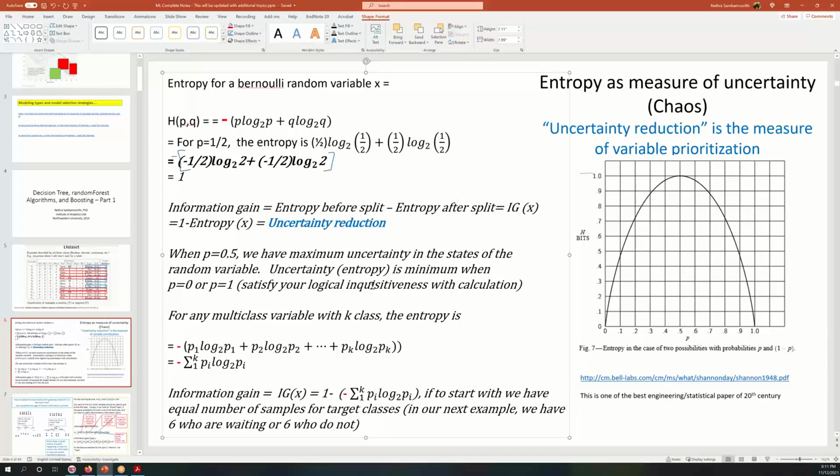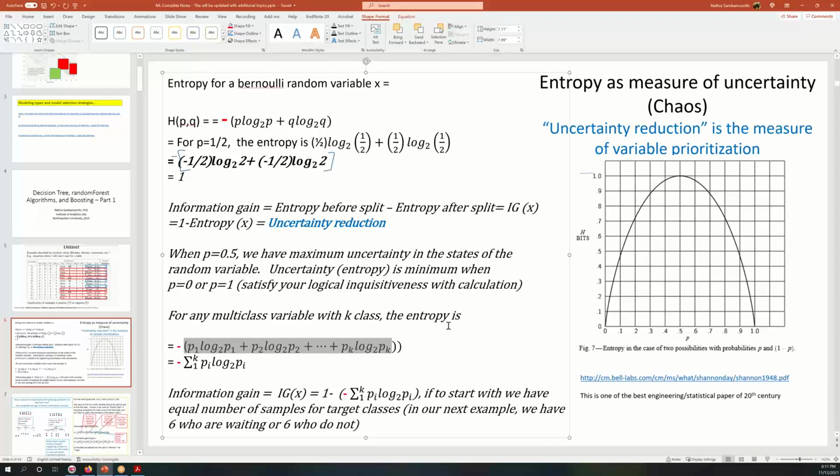When p is equal to half, I already explained this one. But for a multi-class variable with k classes, the entropy is like this. We just add these classes. Instead of 2, if it is k, this is what happens. So that's the multi-class entropy calculation, and the information gain there is 1 minus these values. So we can do multi-class also.